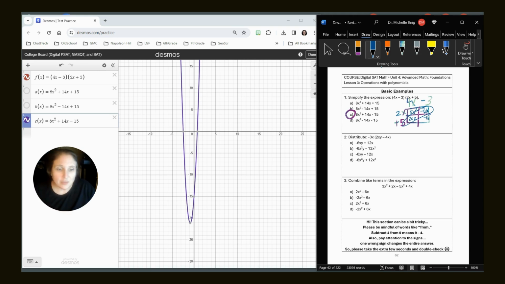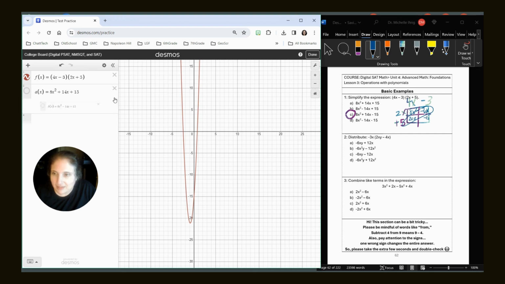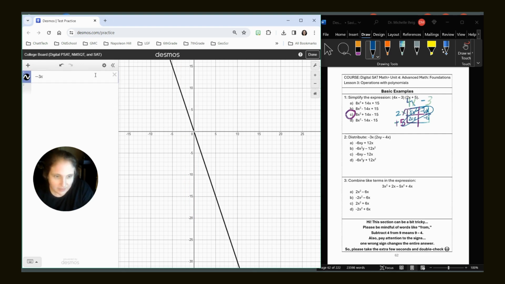All right, let's look at the next one. This one I think is a little bit trickier because of the y's. Yeah, it is trickier because of the y's.